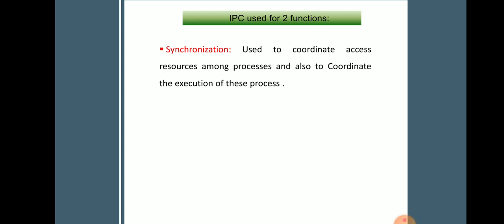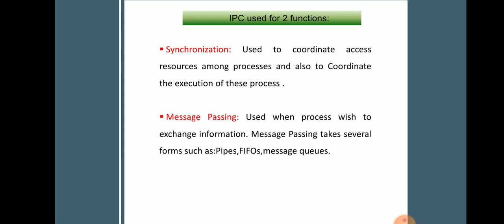Now IPC uses two functions, that is synchronization and message passing. Firstly, let's see synchronization. It is used to coordinate access to resources among processes and also coordinate the execution of these processes. They can be locks, semaphores, mutexes and conditional variables. Next one is message passing. Message passing is used when processes wish to exchange information. Message passing takes the form of pipes, first in first out, message queues and shared memory.